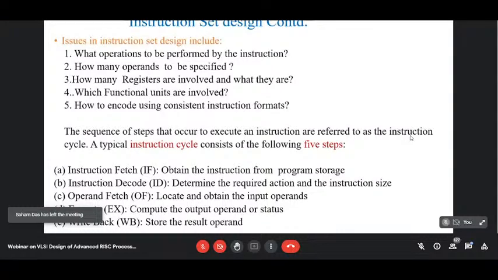Now first let's see the instructions. Each instruction consists of how many steps? There is a sequence of steps involved in executing each instruction. Broadly, there are 5 sequential steps. This varies; in fact, there are architectures that take 4 instead of 5, and so on. But the basic essence is the same.